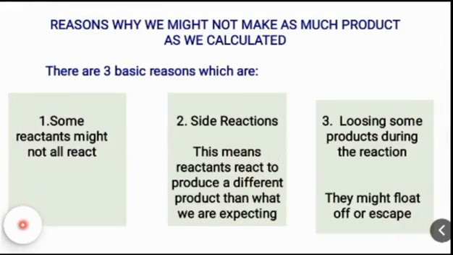Some reasons why we might not make as much product as we calculated. There are many reasons, but I'm going to give you 3 basic reasons. Number 1, some reactants might not react at all. Therefore, if some reactant doesn't react, it's going to reduce the amount of product we'll get. Number 2, side reactions. This means reactants react to produce a different product than what we're expecting. Number 3, losing some products during the reaction. They might float off or escape from the system.